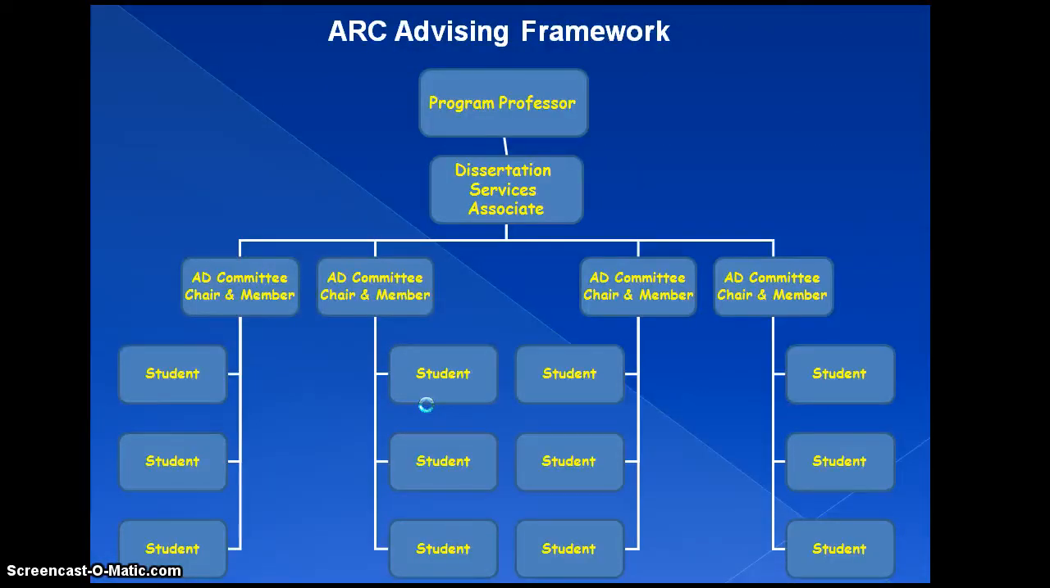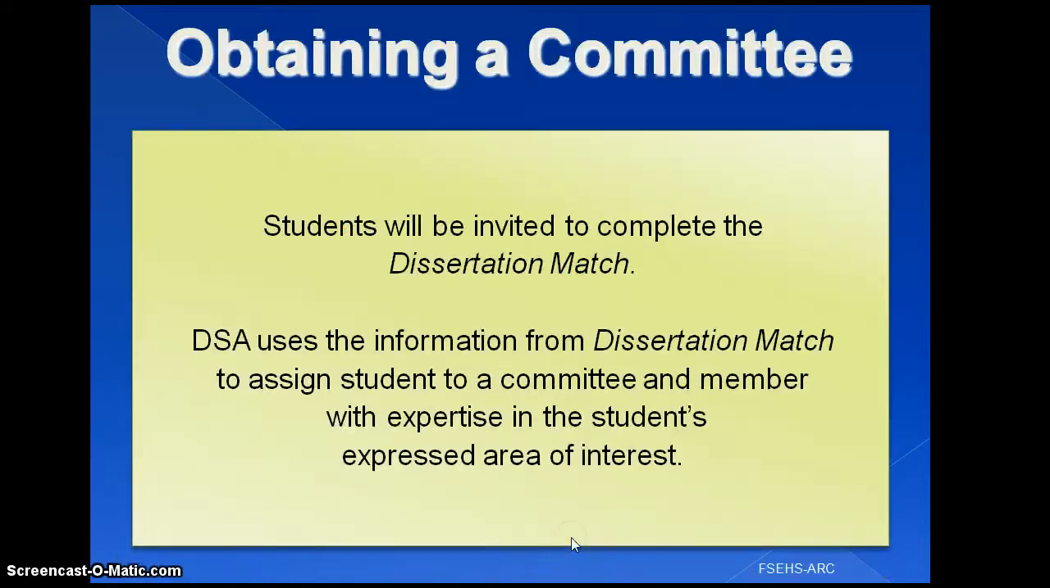This is a basic flowchart of the advising framework. At the top again you see the program professor, underneath them the 5 Dissertation Services Associates, and then each Dissertation Services Associate is responsible for what we call a homeroom. In the homeroom, Dissertation Services Associates have approximately 75 committee chairs and members, and of course each one of those chairs and members is assigned a number of students.